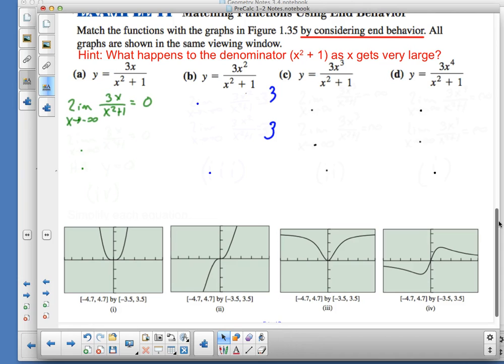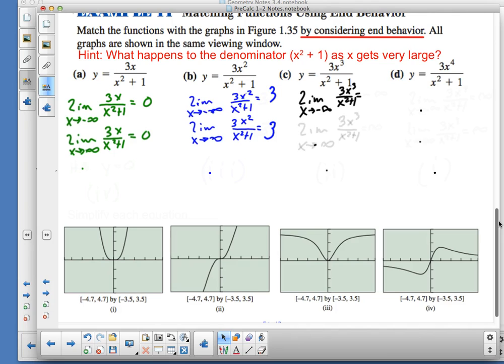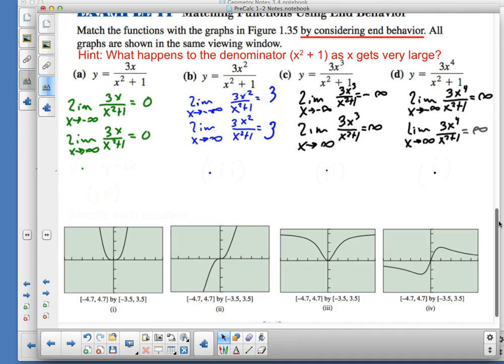As I'm doing this, I'm looking at the limits. In the second one, I've got limits as well. In the third one, I'm looking at limits. And in the fourth one, I'm looking at limits. So that's the first thing I did: I'm looking at the limits.